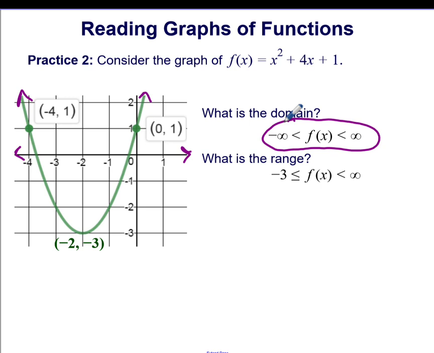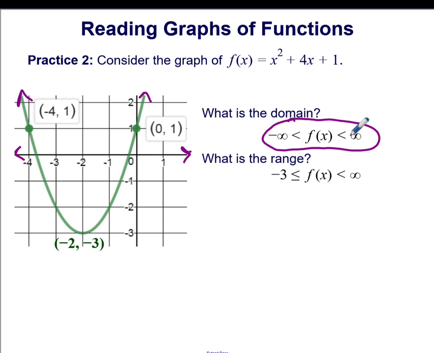A word about notation. Notice I am not saying less than or equal to. Okay, that's not the case. You cannot equal infinity. So negative infinity is less than x, which is less than positive infinity. But you can't underline them to include them. So just a word about notation.